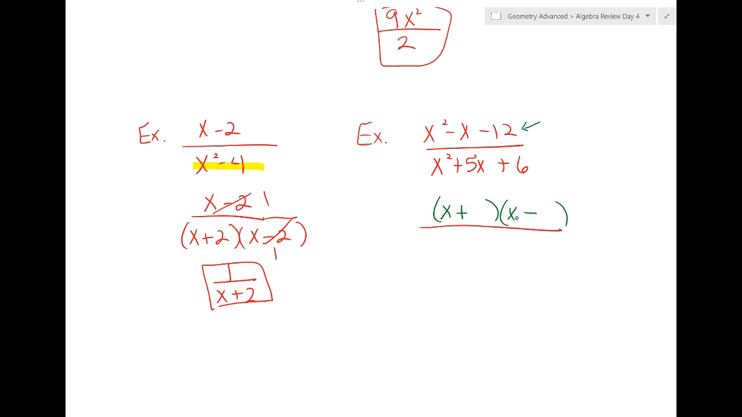And then I think, what two numbers multiply together to be 12, but their difference is going to give me 1 because I have different signs? Well, that's going to be 3 and 4. How do I check? Make sure you use OI. I get a negative 4x plus a positive 3x. It gives me a negative x. So we have factored the numerator.